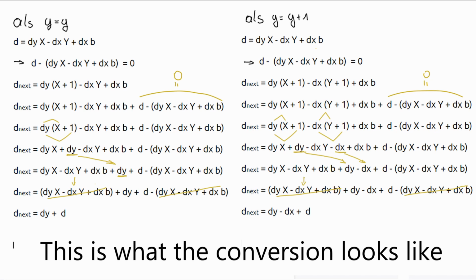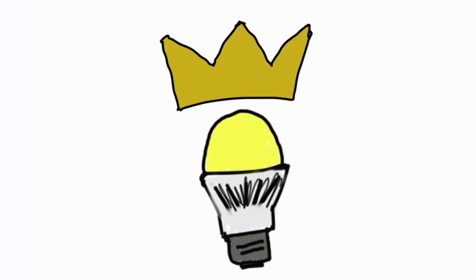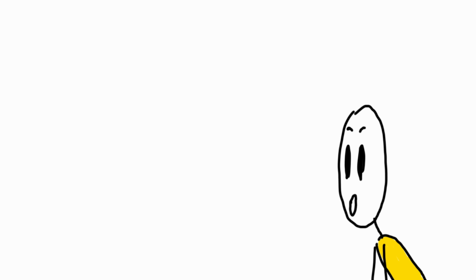Now we have no multiplications and no conversions in this algorithm. This algorithm looks like this. First we calculate d, and then for every x we look at d, and if it's smaller than 0, then we do d plus dy, and if it's bigger than 0, then we do d plus dy minus dx, and we change the y. This is a great algorithm, but we can do even better.